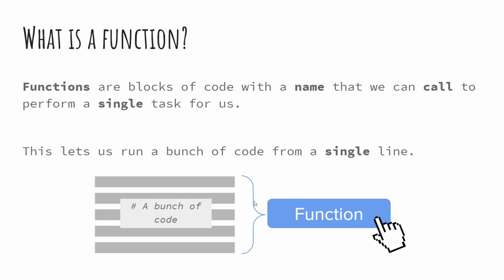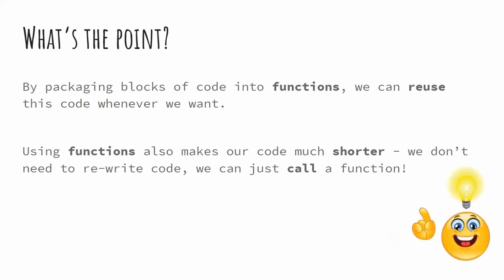Suppose we wrote 5 lines over here, and we are calling them through a function. It's really very efficient, and we'll actually get to know why. So what's the point? By packaging blocks of code into functions, we can reuse this code whenever we want to. Using functions also makes our code much shorter. We don't need to rewrite that same code again and again. We can just call a function.